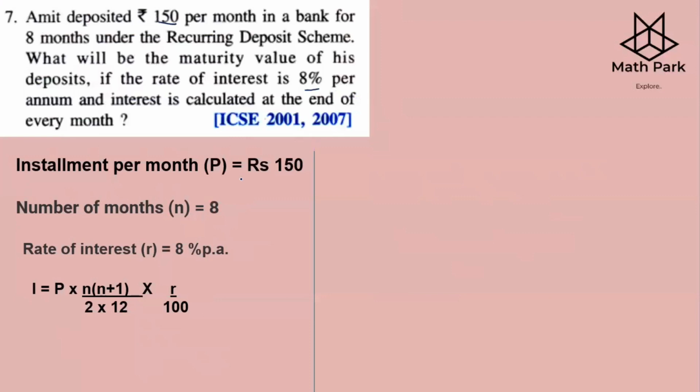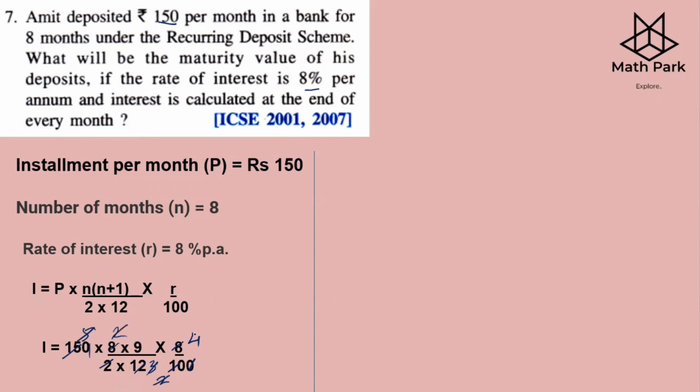Interest is calculated at the end of every month. So we are asked to find the maturity value. So let us first find the interest. So interest is equal to P into N in bracket N plus 1 upon 2 times 12. Simplify this. So we get here 2 ones and 2 fours. So we have 4 twos are 8, 4 threes are 12, 3 fives are 15. So we have 5 times, still there is 100 down there, 5 ones and 5 twos.